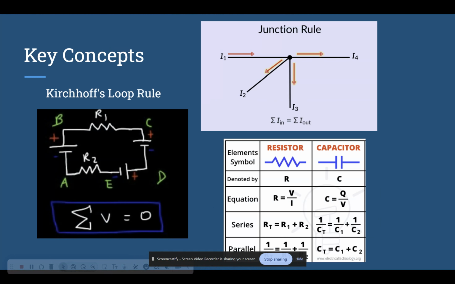So some key concepts for the first experiment, we have to know Kirchhoff's loop rule and the junction rule, and just a preview for the second experiment, resistor and capacitor.